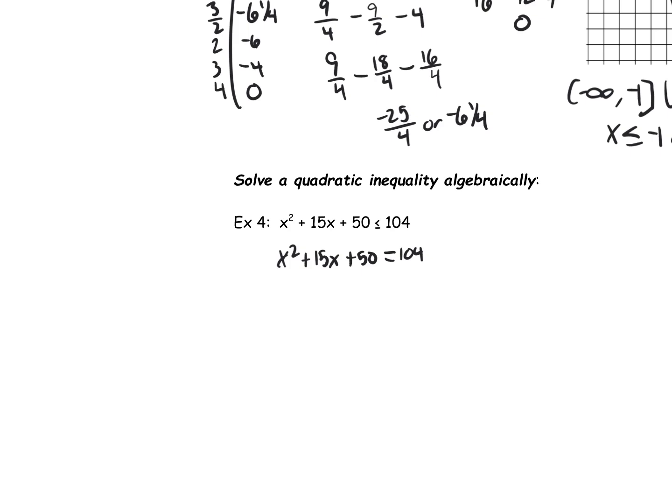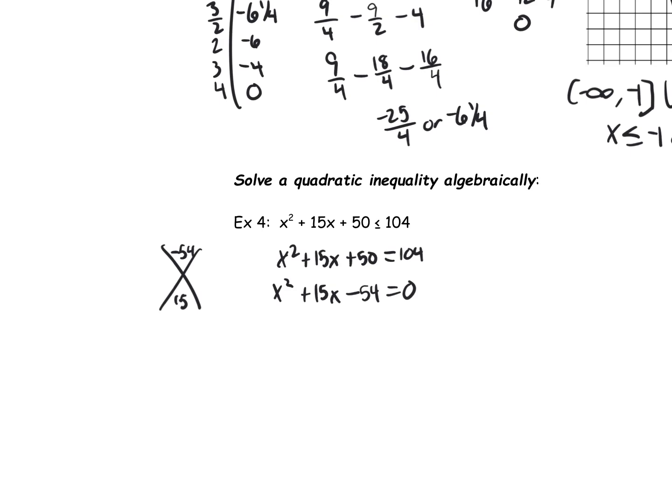So the first step is to make it equal 0. So we're going to subtract 104 from both sides. X squared plus 15x minus 54 equals 0. Then we're going to factor, negative 54 on top, 15 on bottom. All right, factors that multiply to equal negative 54 and add to equal 15. They're going to be positive.